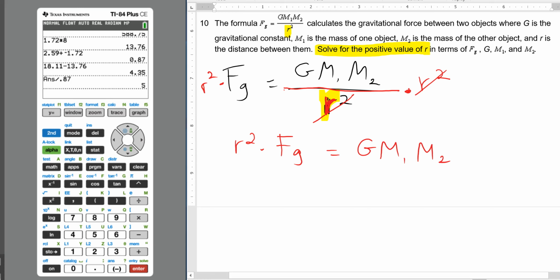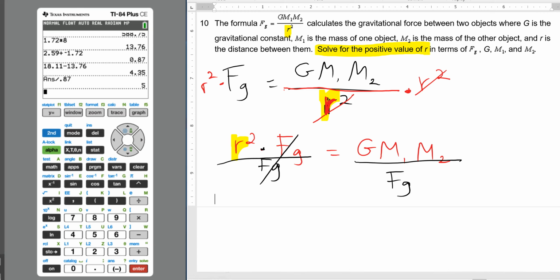Okay, keeping in mind, it's r we want by itself. So, as we generally do, we want to move everything else away from it. There was multiplication here, so we are going to divide to move f sub g. Now, there were other ways to get to this point. I just think the steps we did was the simplest. Okay, so at this point, we have r squared by itself equal to this.